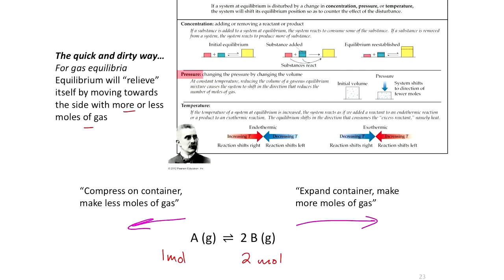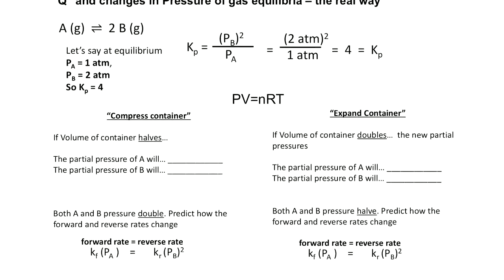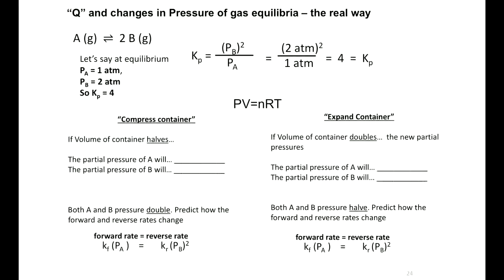All right, and so it depends on how the reaction is set up. Here it goes from 1 to 2, but it could be 2 to 1. It moves to the side with whichever has more or less. That's the quick and dirty way. Okay, now let's learn the real way. All right. Okay, so let's look at this chemical equilibrium again.